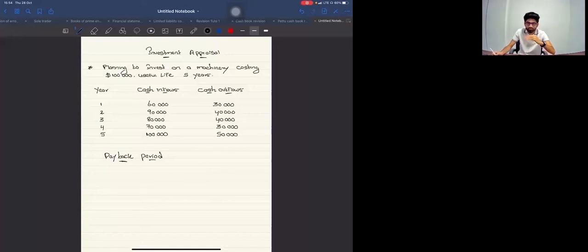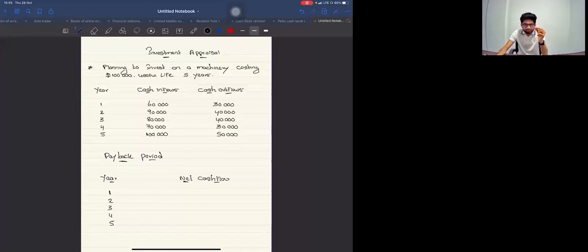Now, in this question, before you start calculating the payback period, you need to calculate something called net cash flow. You know what is net cash flow? Let me do a small calculation. You have the year. So I'm going to calculate my net cash flow, right? Net cash flow. So year 1, 2, 3, 4, and 5. Net cash flow is inflow minus the outflow.